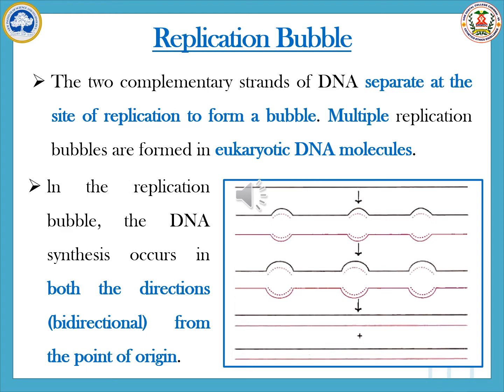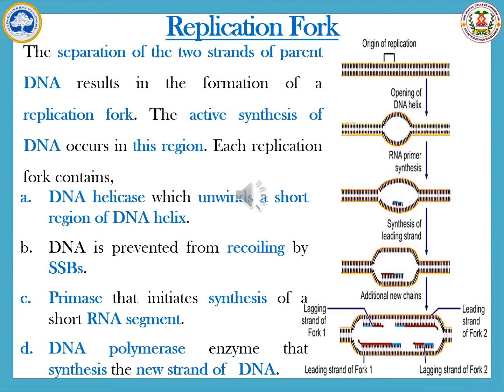the point of origin. So here the picture shows the strand of DNA, the template strand and the daughter strand, forming a replication bubble and resulting in the separation of the two parent and daughter strand molecules. Now we have come to the replication fork. This is the same as the replication bubble.